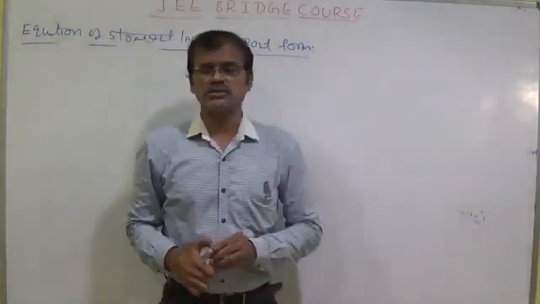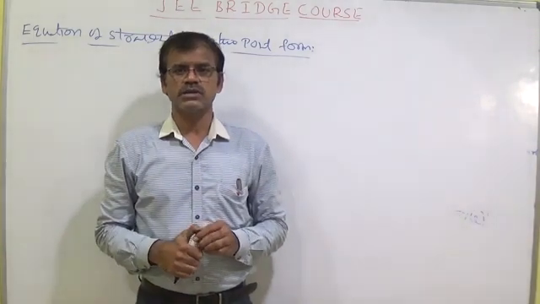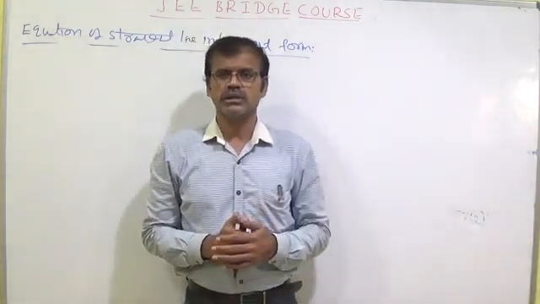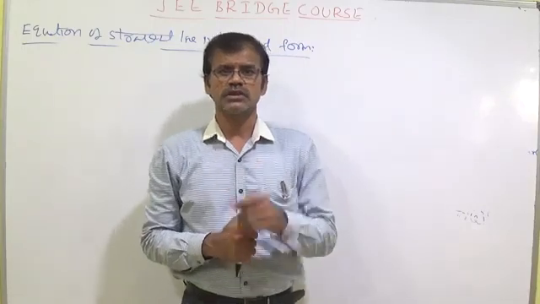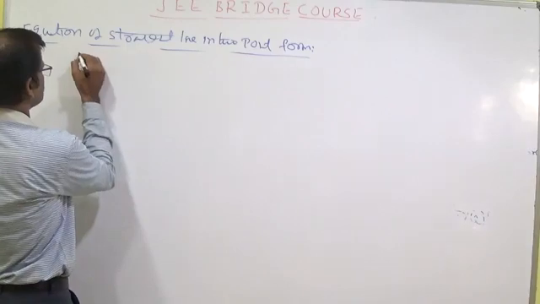Yesterday I said that the equation of a straight line passing through x1 comma y1 and having slope m is y minus y1 equal to m into x minus x1. It is called the equation of a straight line in one-point form. Now I am going to discuss the equation of a straight line in two-point form.